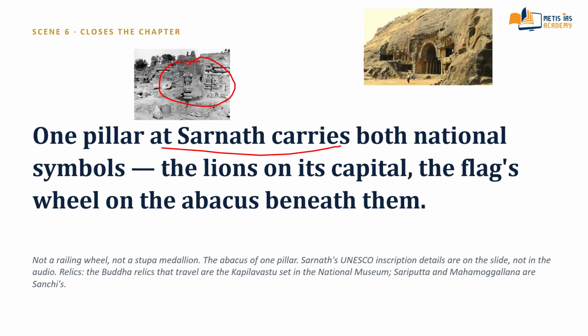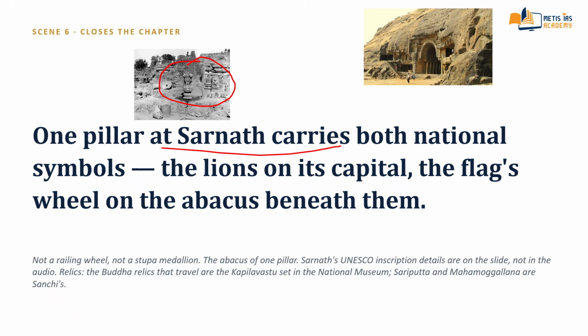And the second one, the relics are still moving. In recent years, relics of the Buddha have traveled abroad for public exposition, drawing very large numbers of devotees. And on some of those expositions, they have been accompanied by the relics of his disciples, Sariputta and Mahamoggallana.